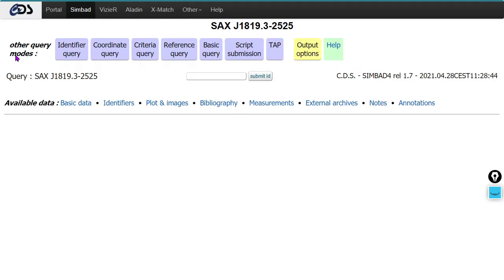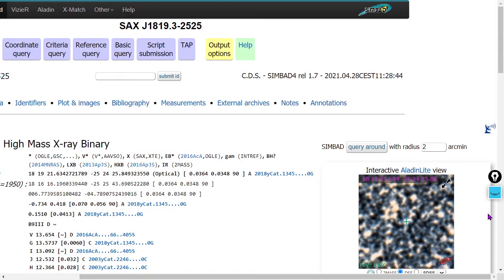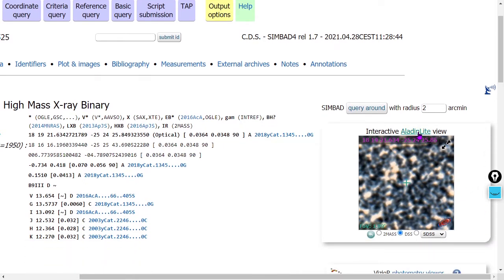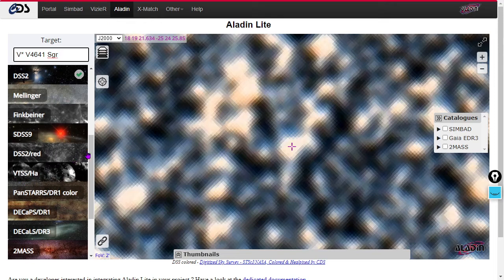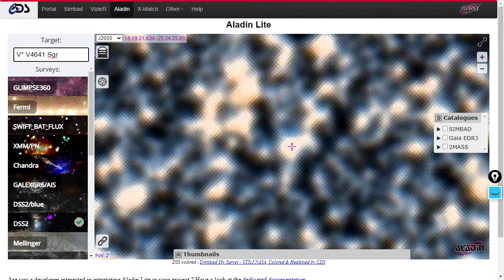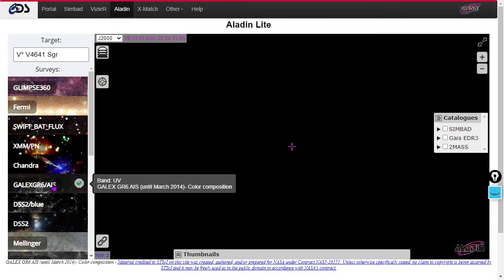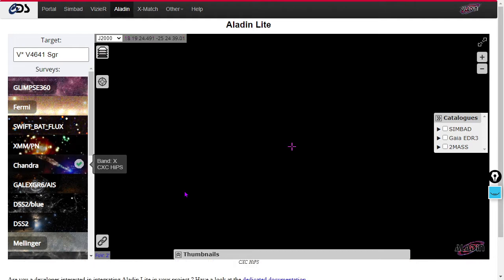Let's see what we can see. And it looks like it's in a very busy part of space. We'll take a look at this in some other wavelengths. So this is the DSS2, which is the optical band. Let's take a look at it in ultraviolet on the GALEX. Does it show up on the GALEX? No, it doesn't. How about on the Chandra?